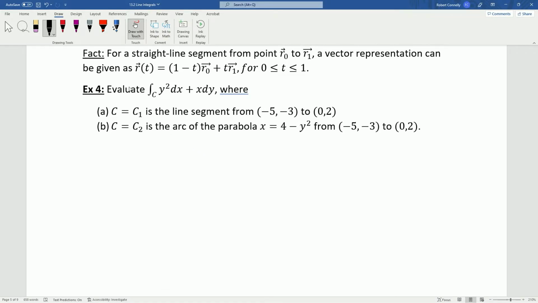Okay, so example 4, evaluate the integral over C of y squared dx plus x dy, where (a) C equals C1, the line segment from (-5, -3) to (0, 2), and (b) C2 is the arc of the parabola x equals 4 minus y squared from (-5, -3) to (0, 2).